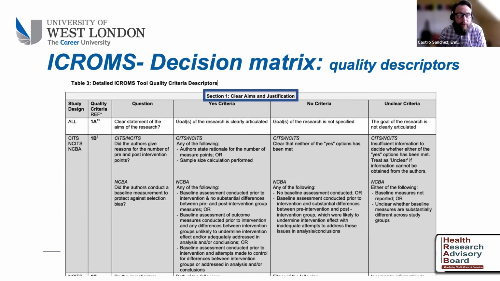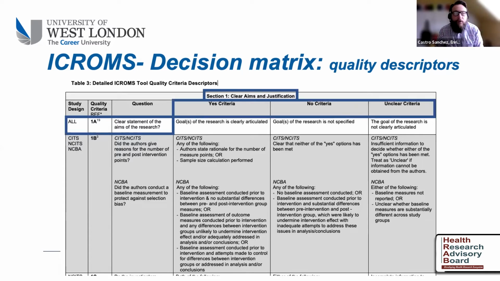So how you use your decision matrix, as I said, section 1, clear justifications, that would be domain 1. All study designs have to meet that quality criteria, that question, and you've got there the definition. If the paper meets the yes criteria, you give 2 points. If it's a no criteria, 0 points. And if there's something unclear, you give 1 point. And that's how you build that scoring that you saw before.